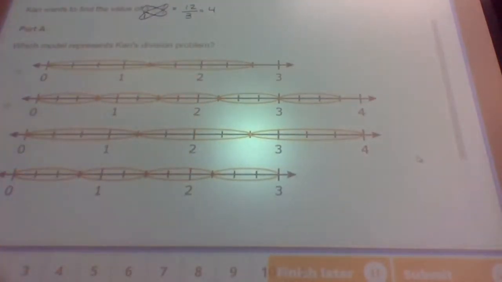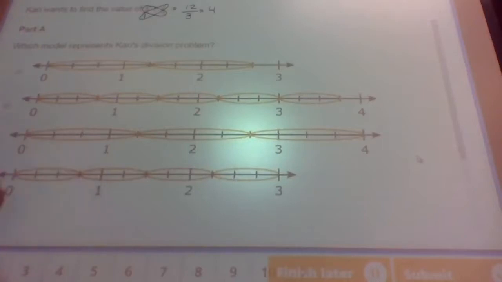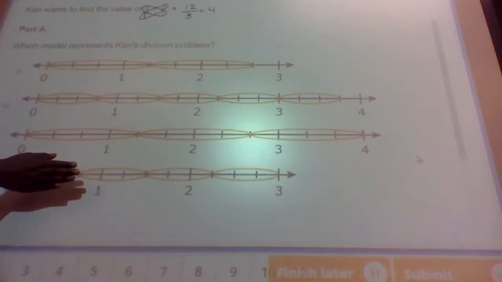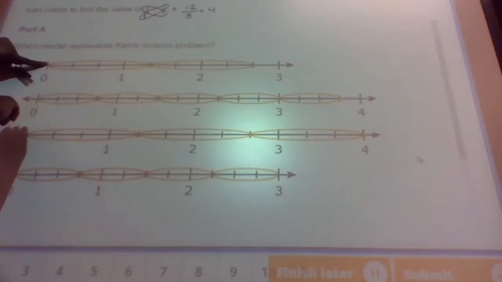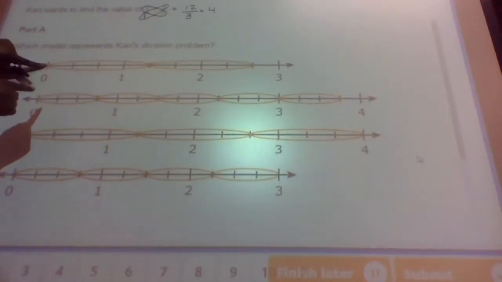Now, when we're looking at our model, we have 3 whole parts and we're dividing them into 3/4, right? So that means we need 3 whole parts and we need 4 spaces in between. 1, 2, 3, 4, right? So this could work and this could work, right? Because these 2 models go all the way to what? 4. We only want to start with 3. That's what we start with, 3. So we're either looking at this one or this one, right?